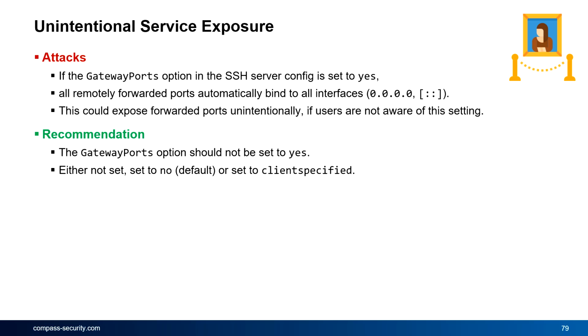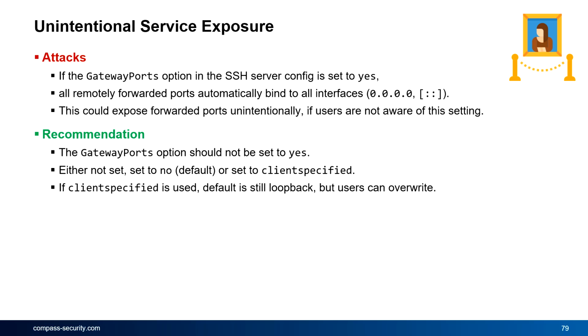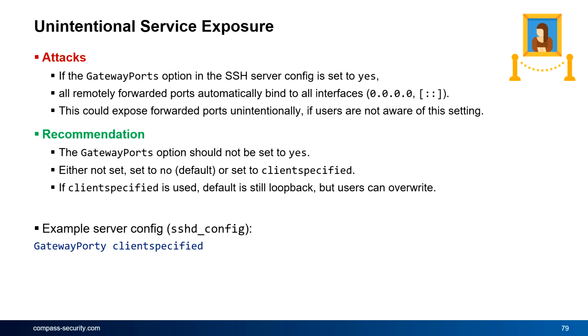Then if a client does not specify any binding IP address, then it will still be loopback, and otherwise it will bind to the specified IP address. So yeah, it looks like this in the server configuration, and then the users can choose where they want to expose their service.